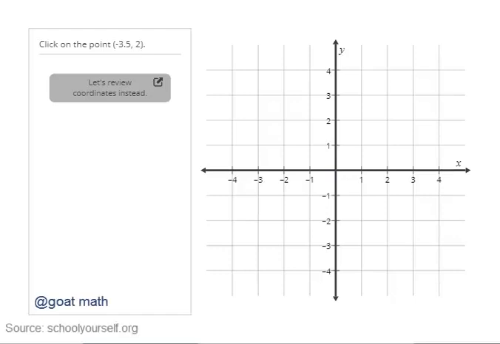Here you'll discover how to find the midpoint between any 2 points on the coordinate plane. But first, go ahead and identify the point -3.5, 2, or click here to review coordinates instead.